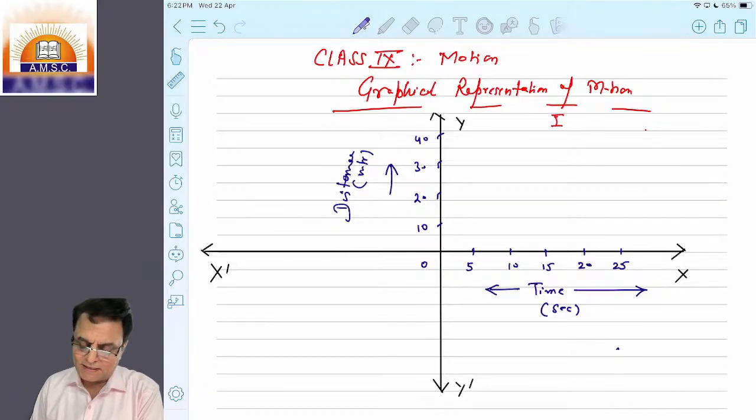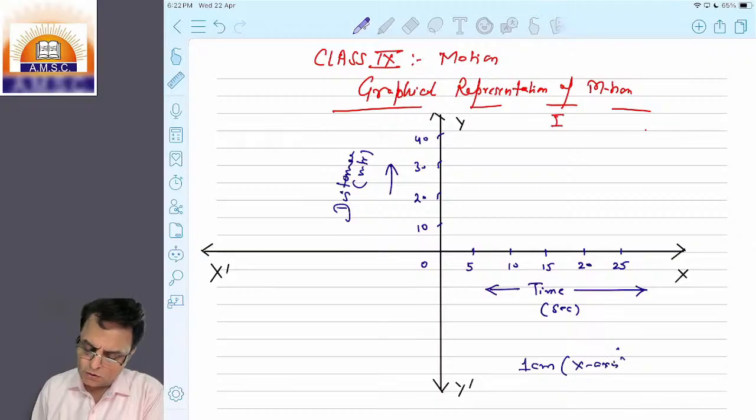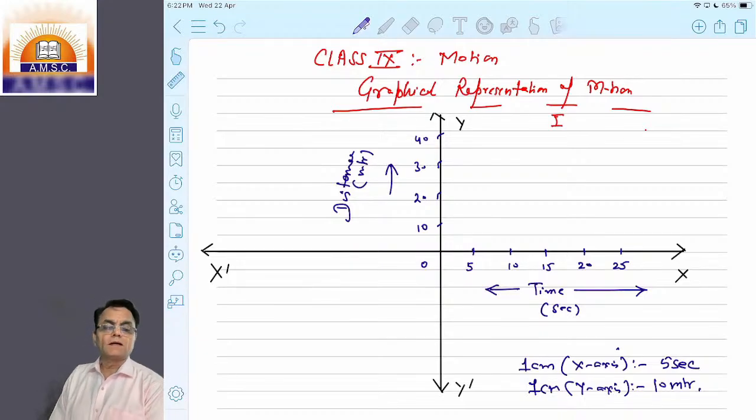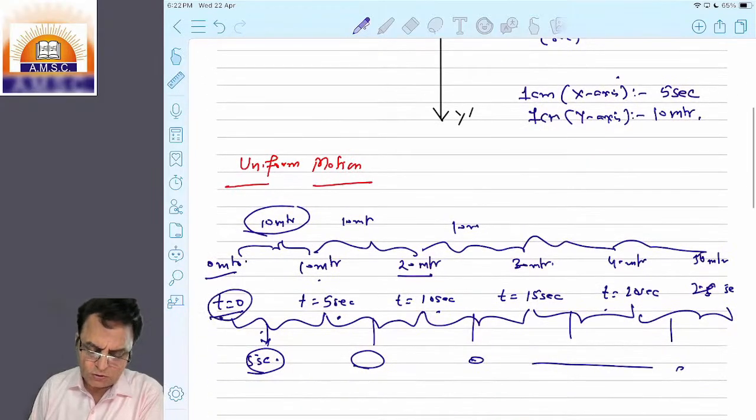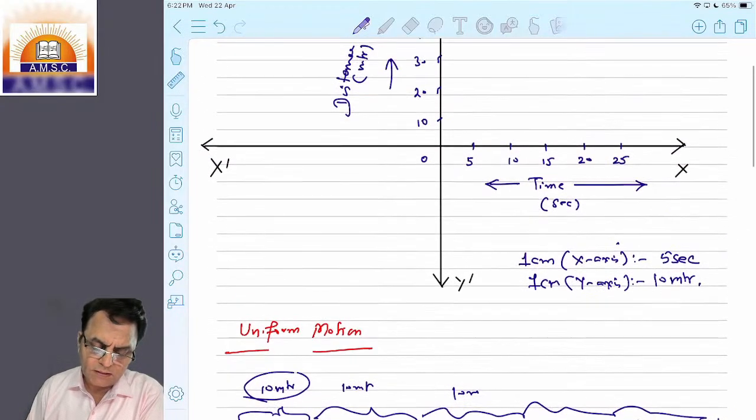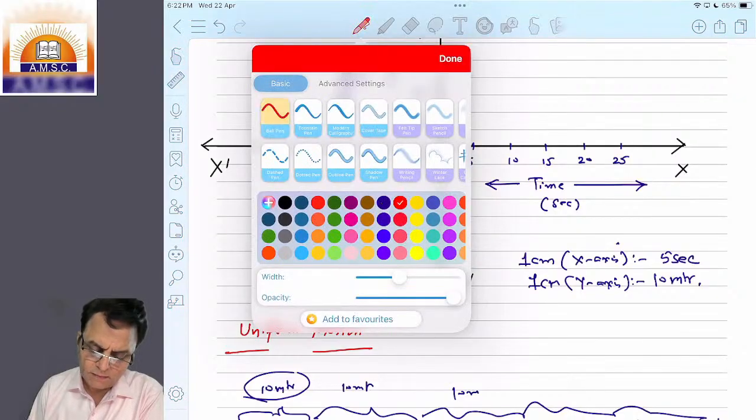Agreed. Now you will take a scale here. Let's consider that 1 centimeter on the x-axis corresponds to 5 seconds, and 1 centimeter on the y-axis corresponds to 10 meters. Right? Now, in the first 5 seconds, when the time was 0, the distance covered was also 0, right?